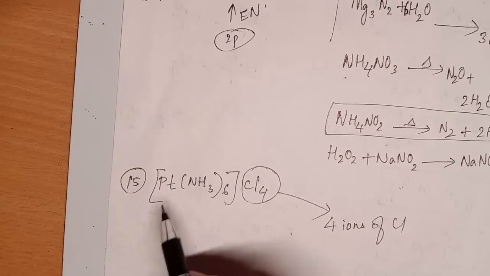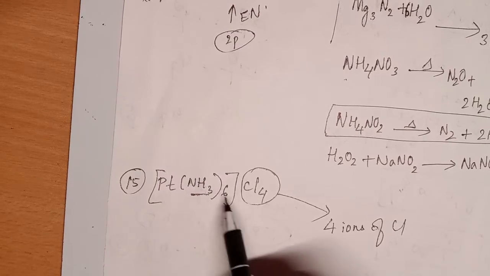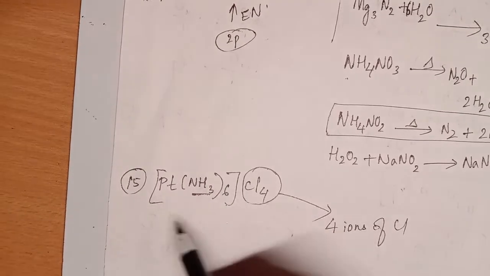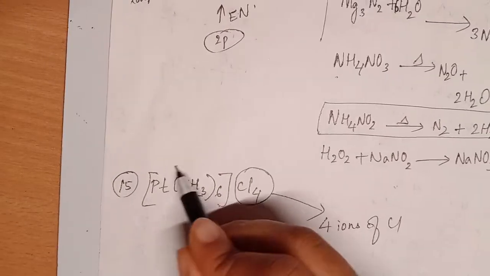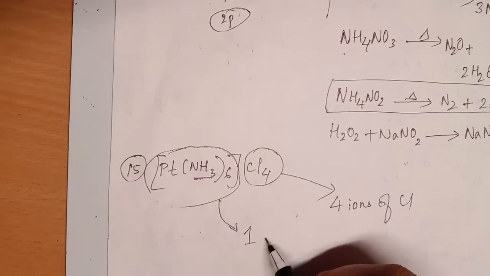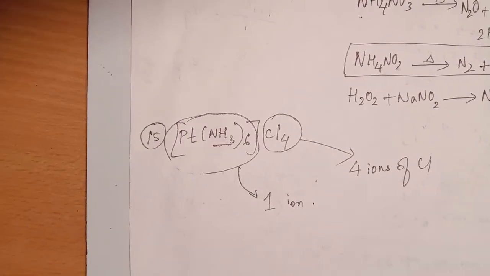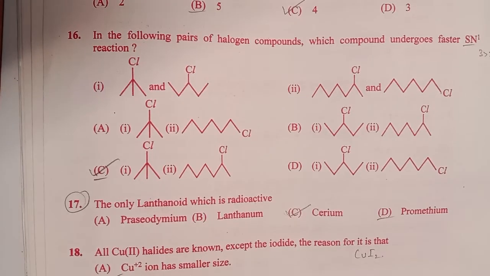And here, this ammonia will not break from platinum. Why? Because it is already in the coordination sphere, so it will not dissociate. It will come out as a whole, and this will break down as only one. So in total, how many ions will we get? 5 ions. Question number 16.